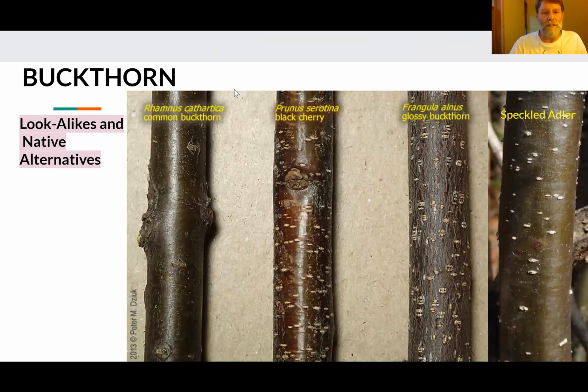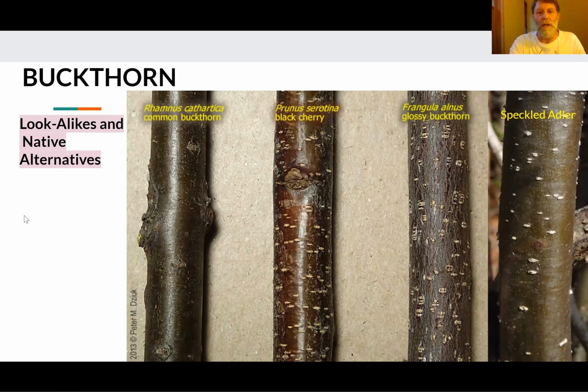So you've got the common buckthorn on the far left, and a younger version of the one that Sam showed. Black cherry in the middle, with glossy buckthorn on the right and speckled alder furthest to the right. I guess one thing that was kind of interesting, I heard someone describe these. So the little white spots on there are called lenticels.